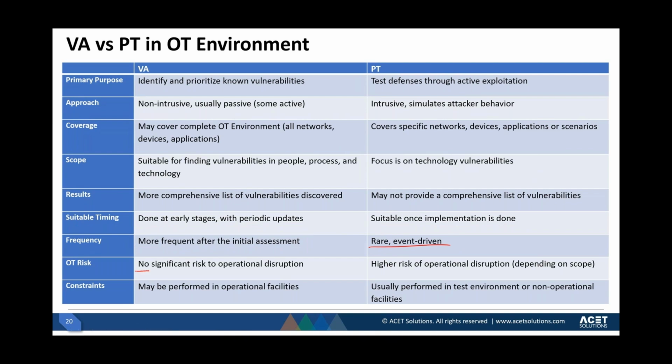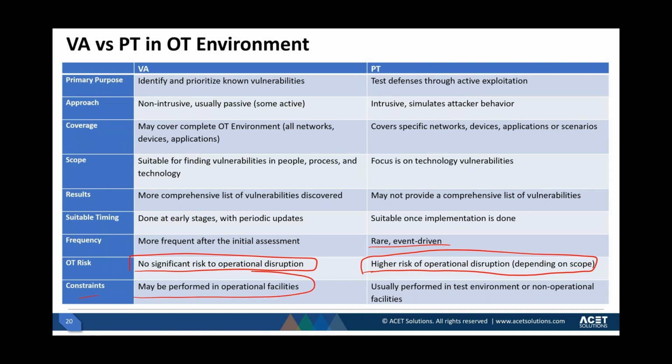From a risk perspective, if properly done, the VA doesn't pose any significant risk to the industrial operation, but PT, depending on the scope, is something a lot of people don't like to do in the live environment because it's high risk for operational disruption. In terms of constraints, VA can be done in an operational facility for sure. PT is usually performed in test environments or non-operational facilities for the reasons we discussed earlier.